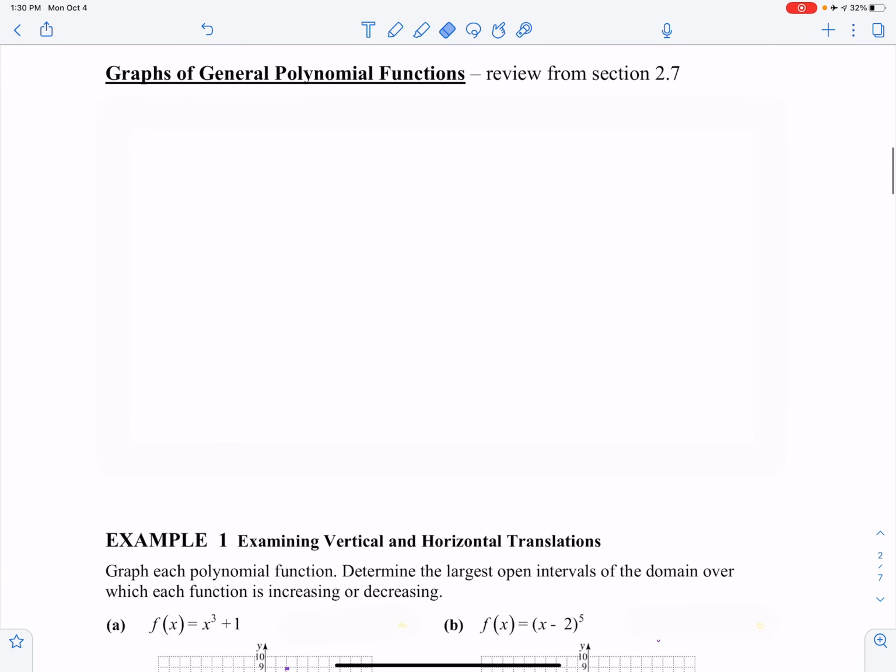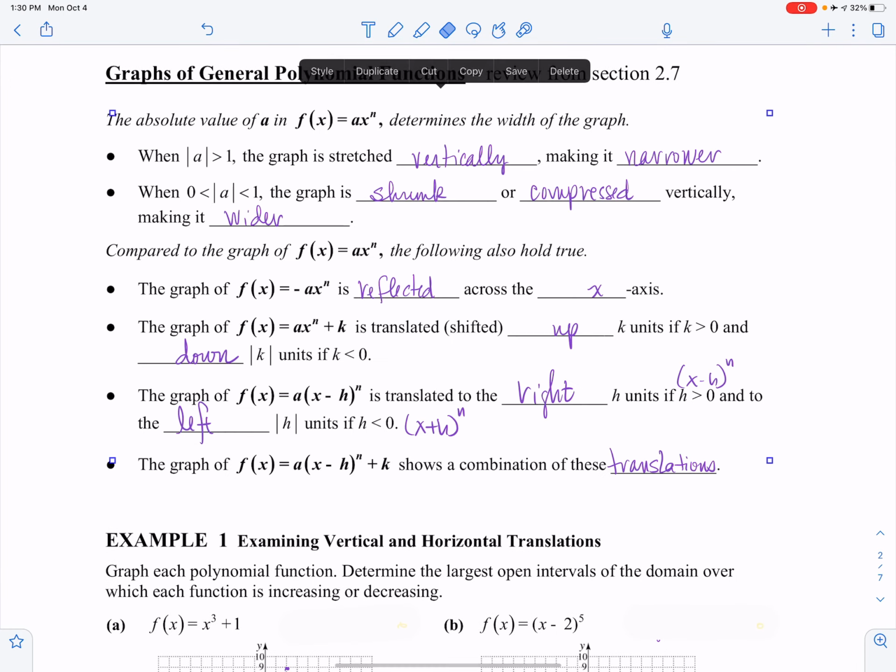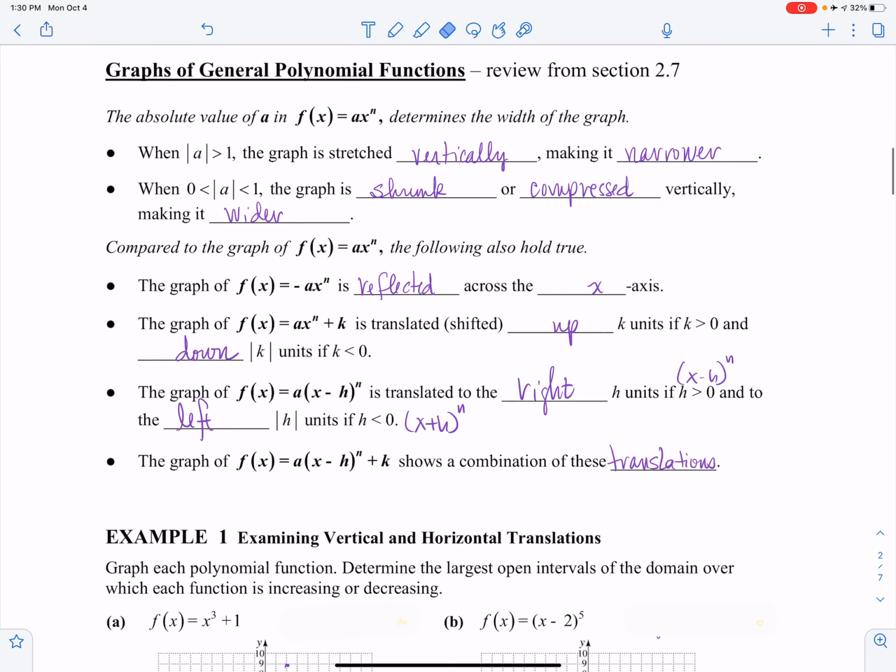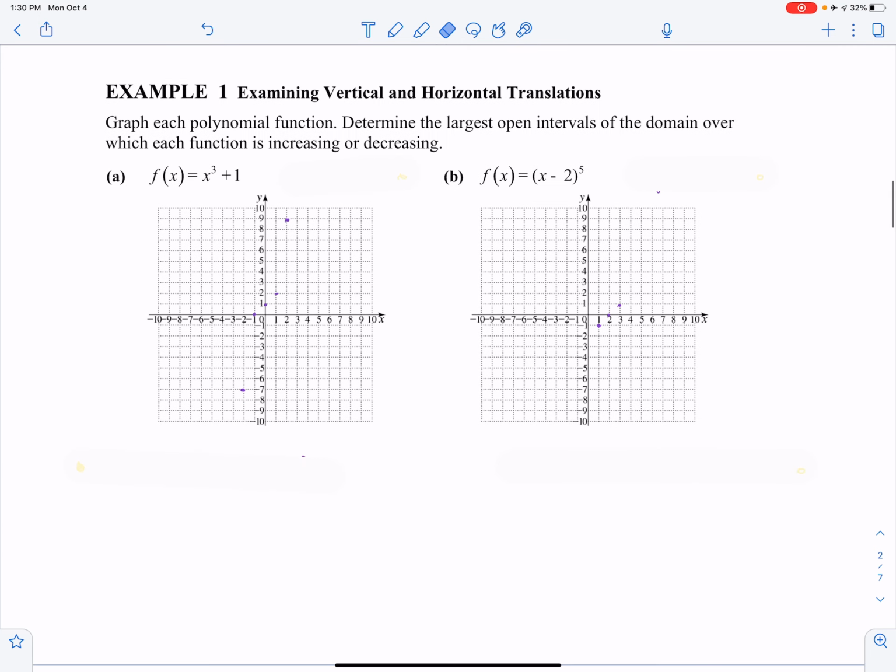Now, this next box that's in your notes, all of this is a review from section 2.7. So honestly, I'm actually not going to cover this with you. All of this is straight out of 2.7. You can go back to your 2.7 notes or you can pause right here, but all of this is from section 2.7. It's just dealing with our translations, and so that is a review.